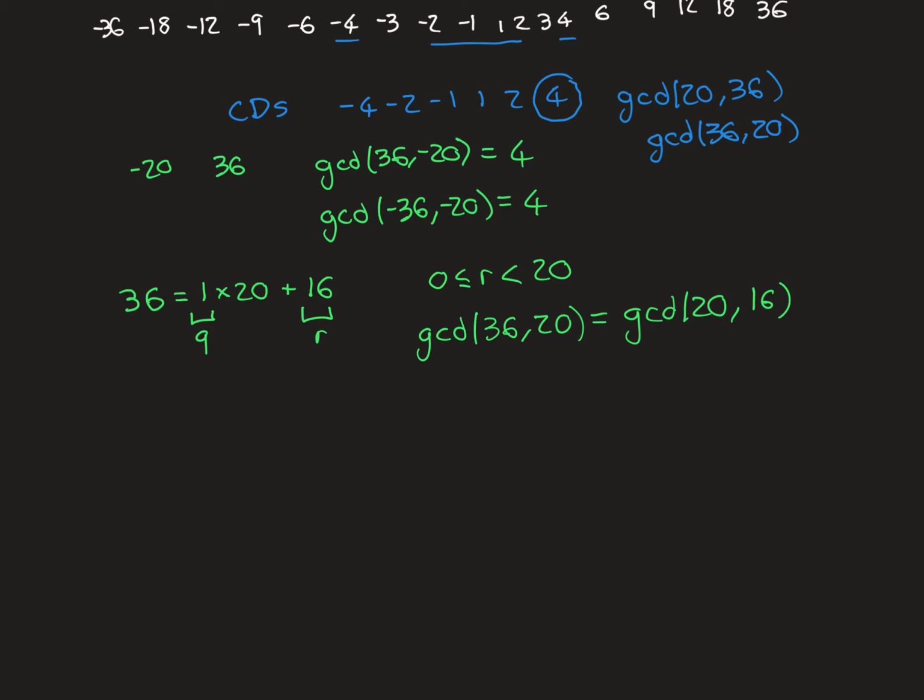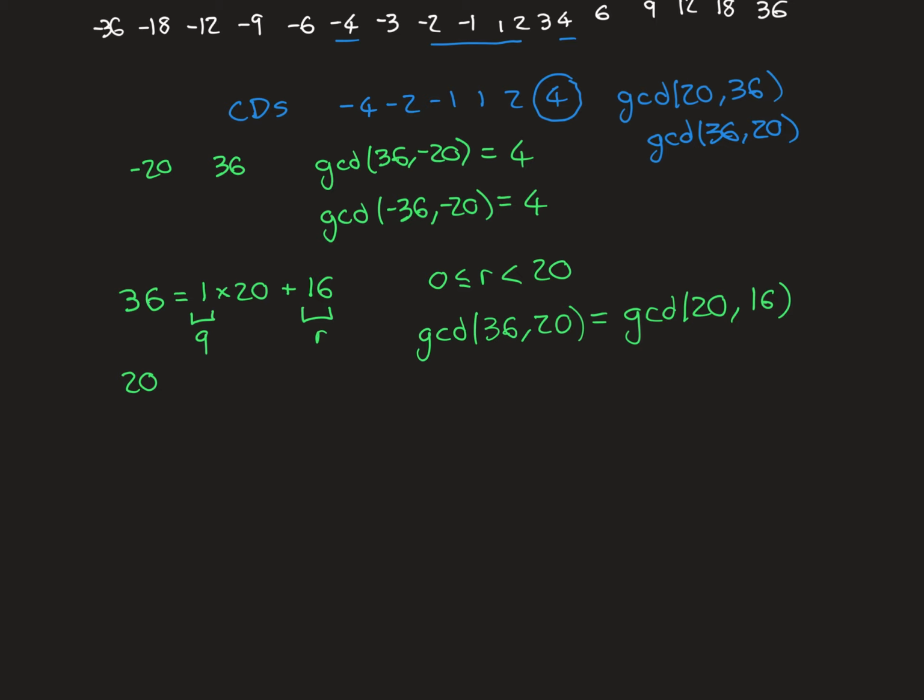Now what we can do is we can apply this fact again. Okay, now let's make the problem even simpler. We now want to find the GCD of 20 and 16. So what if we use this same brilliant fact again? We write 20 as some quotient times 16 plus some remainder. Then we'll know that our GCD is going to be the same as the GCD of 16 and that new remainder.